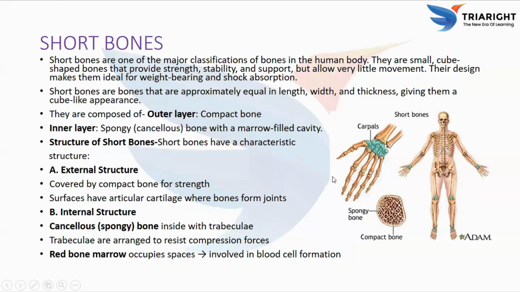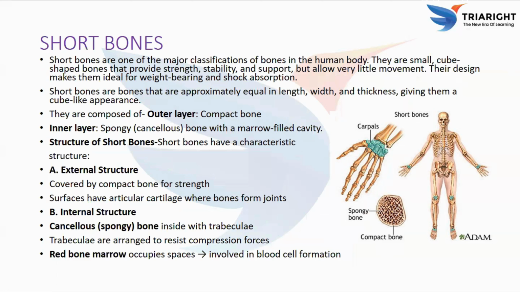So next, coming to the short bones. What are short bones? Why are they called short bones? These are one of the main types of bones in the body. They are small cube-shaped bones that provide strength and support, but they allow very little movement. So where do we find the short bones? In the wrist, like carpals, and also in the ankles, like tarsals.